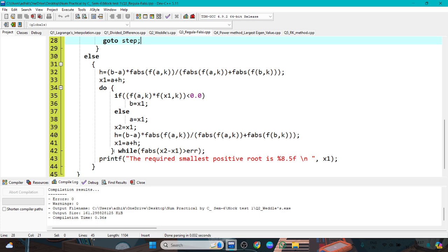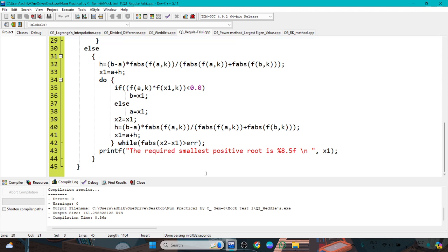This do loop closed here, this do while loop, while absolute value of x2 minus x1 is greater than error term. Error term is this 10 to the power minus 8. Then again enter the do loop again, and print the required smallest positive root is x1.